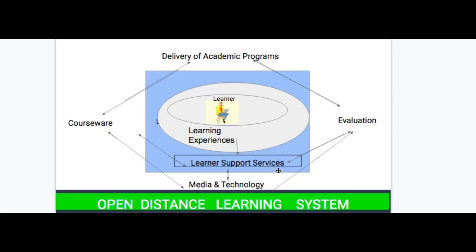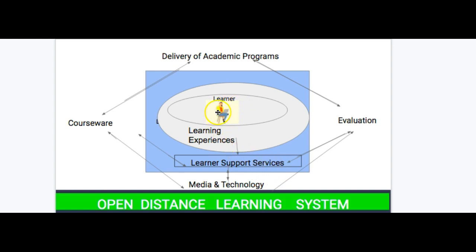Hello and welcome. Today we are going to talk about the learner support subsystem in open and distance learning systems, in open and distance learning institutions. What services in open and distance learning?